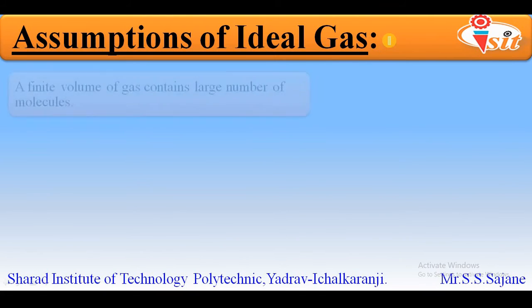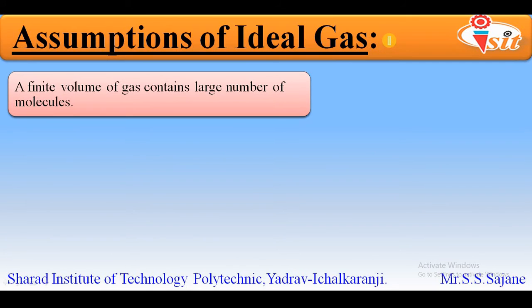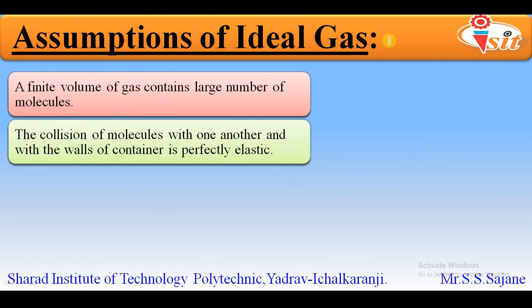The first assumption for ideal gas is that a finite volume of gas contains a large number of molecules. The second assumption is that the collision of molecules with one another and with the walls of the container is perfectly elastic. Let us understand this concept of elastic and inelastic collision, because this point was also referred to in the previous slide. A perfectly elastic collision is one in which there is no loss of kinetic energy in the collision, whereas an inelastic collision is one in which part of the kinetic energy is changed to some other form of energy in the collision.